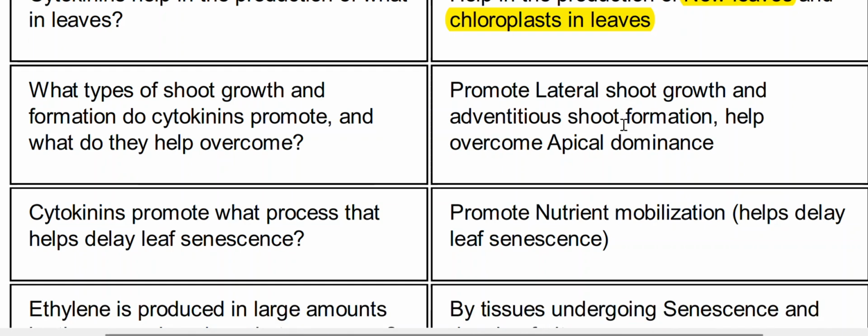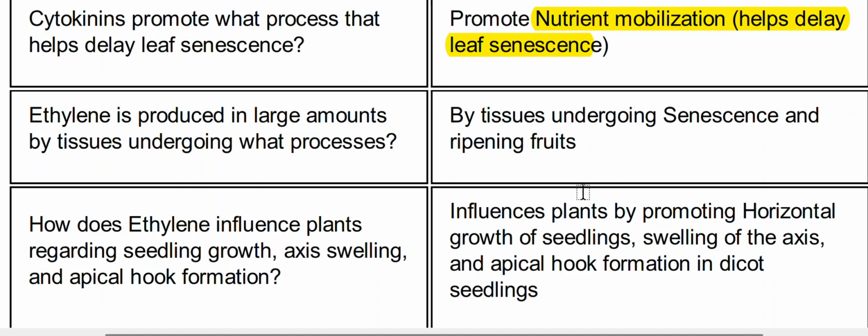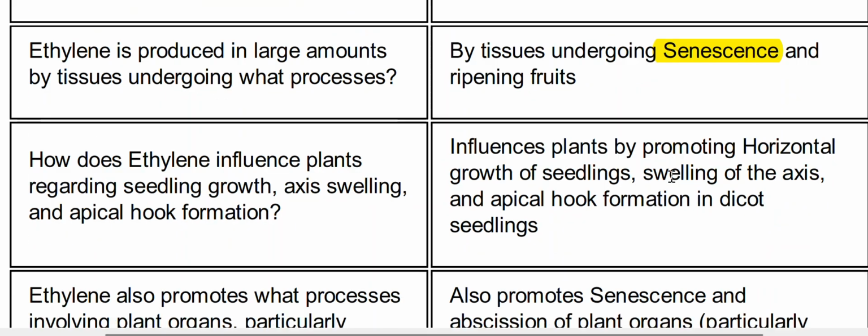Cytokinin also promotes lateral shoot growth, so it acts opposite to apical dominance. And nutrient mobilization and delay of senescence. And ethylene, the next one; ethylene promotes senescence.